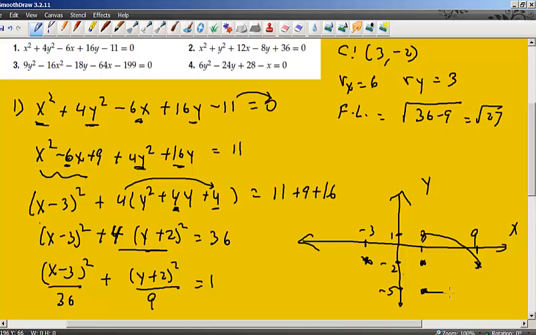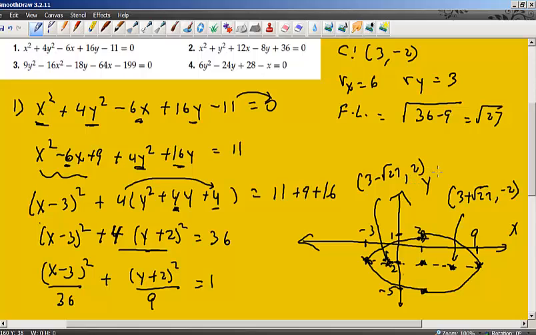Connect that dot, and there it is. So connect those dots. That's my ellipse. My focal points are always located on the major axis, which is the x-axis right now. So that means I'm going to have a point right here. And that point is, this is 3, so it'll be 3 plus rad 27 comma negative 2, and then I'll have a point here, and that point happens to be 3 minus rad 27 comma negative 2.